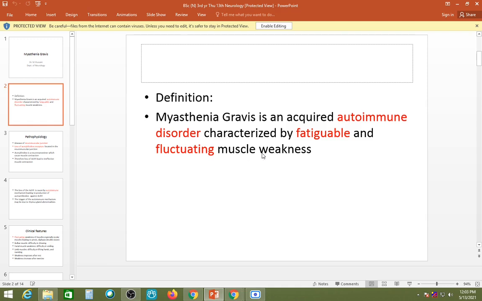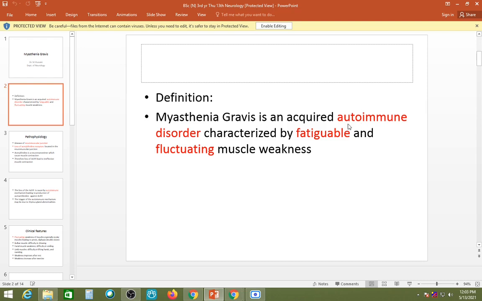And what is the cause of that weakness? It is caused by an autoimmune disorder phenomenon. So the pathophysiology is autoimmune. And what type of muscle weakness? It is characterized by two features, and these two features I have already highlighted. It is fatigable and it is fluctuating. So this whole definition we will discuss in detail in today's class. The disease is myasthenia gravis.